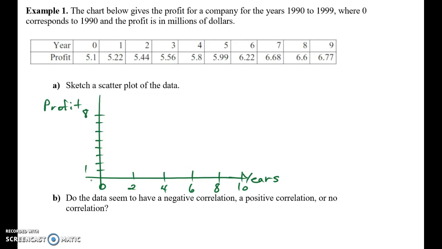So year 0 is at a profit of 5.1 here. Then we have year 1 at 5.22. $5.44, and so on. We continue plotting our points.